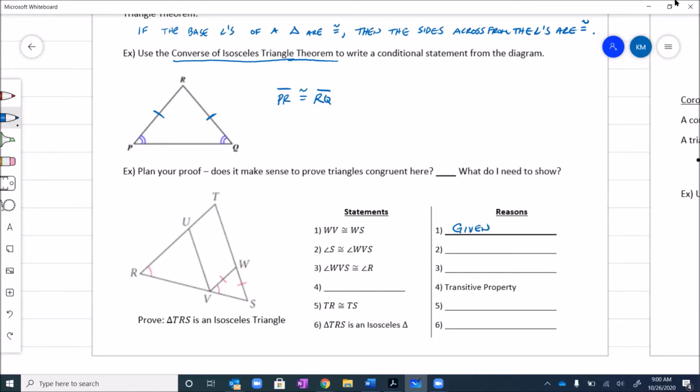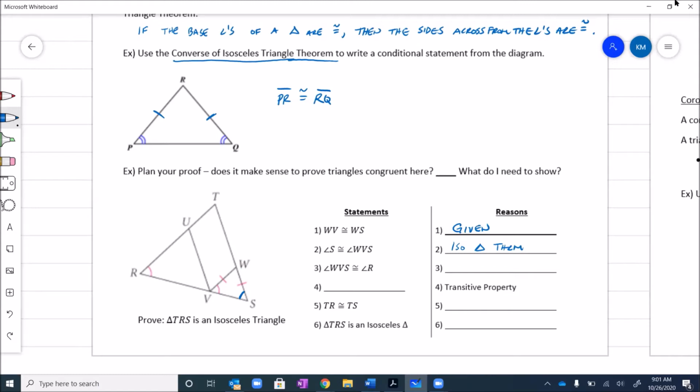Then it says that angle S is congruent to angle WVS. So as we look at WVS and angle S, why would we be able to say that these two are congruent? Well, we can say that those two are congruent because this is an isosceles triangle. And in an isosceles triangle, if we have two congruent sides, then those base angles are congruent. So this is the isosceles triangle theorem. And that's why we can say that.